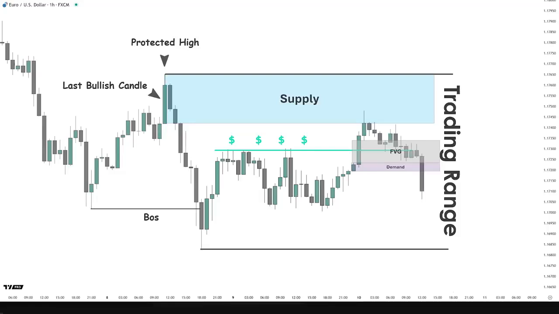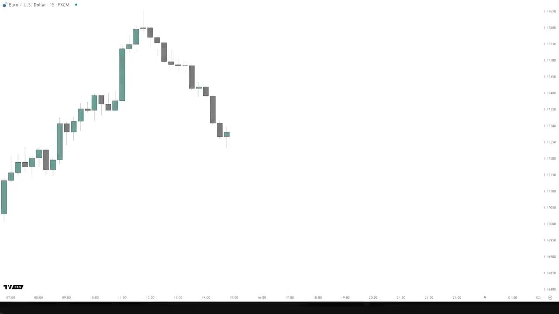To execute the trade, let's zoom into the 15-minute chart for more detail. On the 15-minute chart, all we need to do is identify a supply zone to go short. The candle that created the fair value gap will make a great supply area for entering a short trade. Now let's play the price forward.